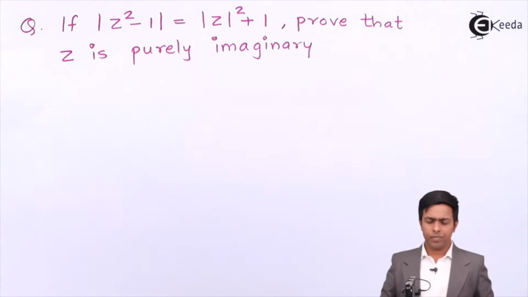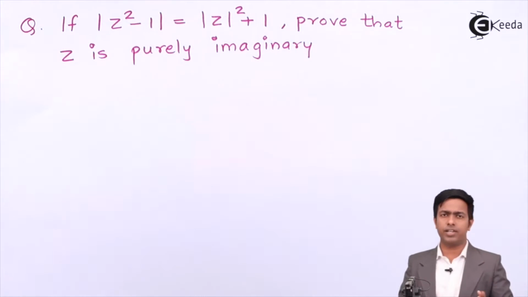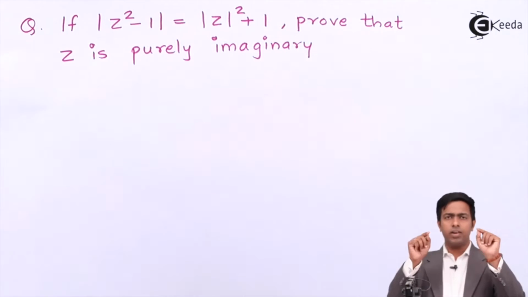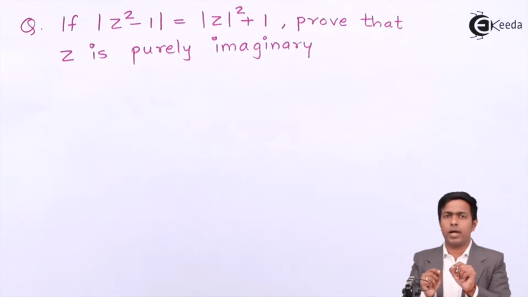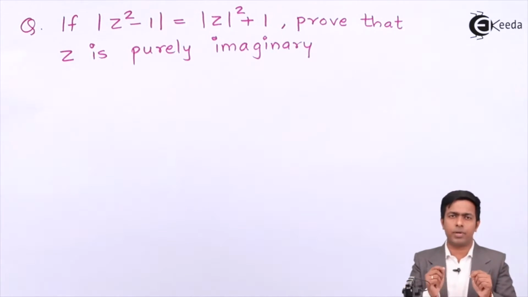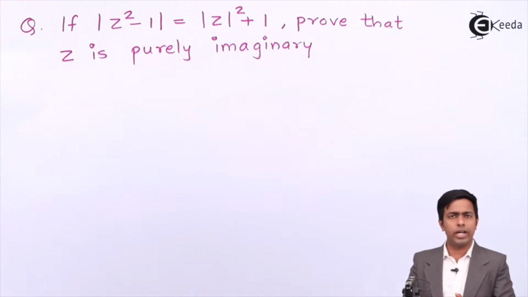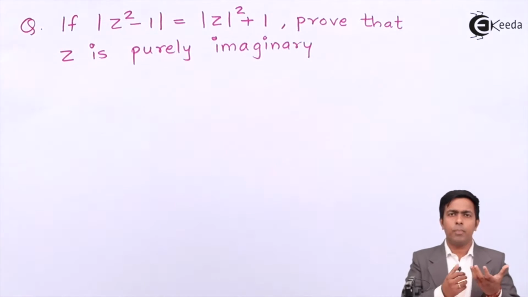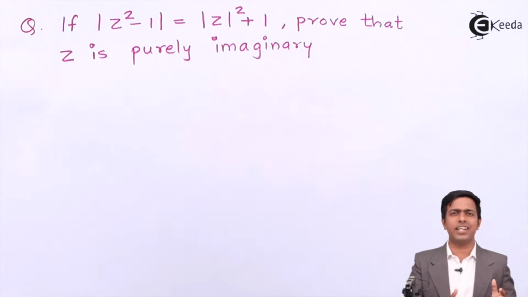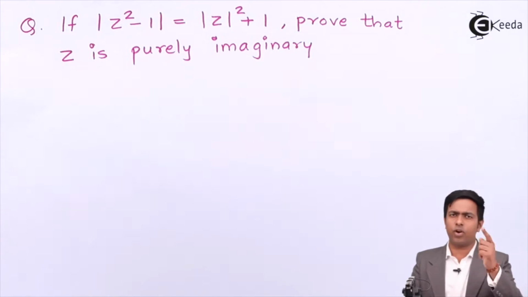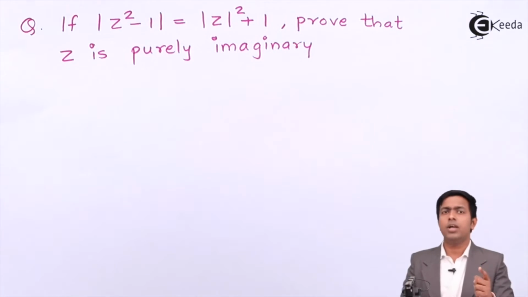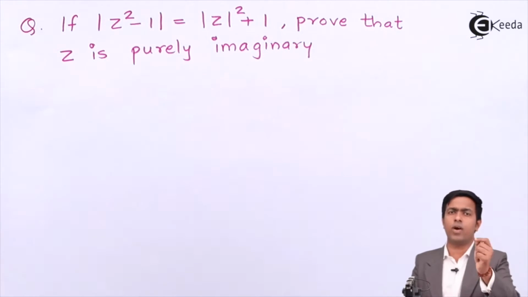So guys, let's start. I'll start with the given condition: mod of z square minus 1 is equal to mod of z the whole square plus 1. Let's put the values on the left hand side as well as the right hand side, and solve it to get the required result. On the left hand side is mod of z square minus 1. First I need to find the value of z square, and for that I have to first assume the value of z. So let's assume z as x plus iy, and proceed for the left hand side.